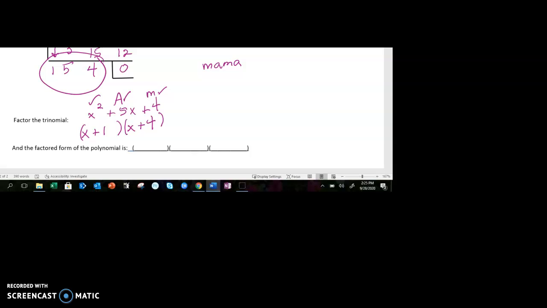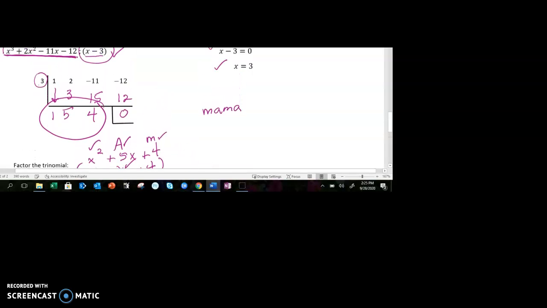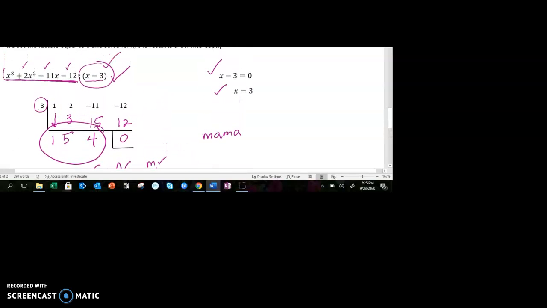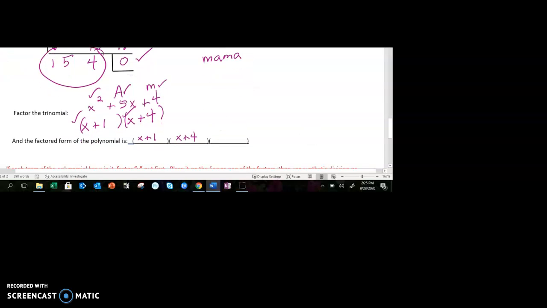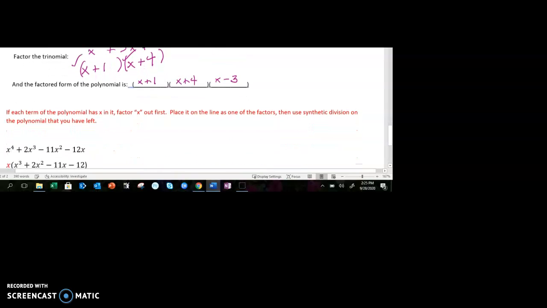So these are the other two factors, x plus 1 and x plus 4, and then the factor that I gave you up here, x minus 3, and we know this is a factor because the remainder was 0. So we know that x minus 3 is one of the factors, and we list it. There you go. That is the factored form, also known as the intercept form. Our x-intercepts would be at -1, -4, and +3.